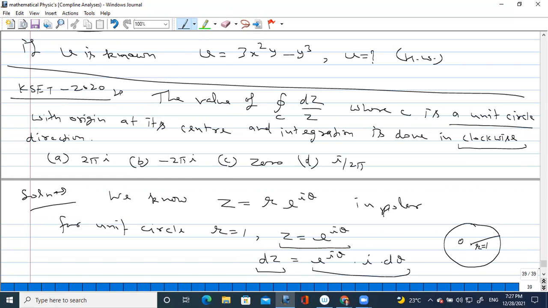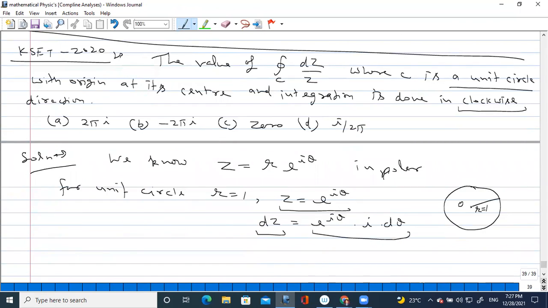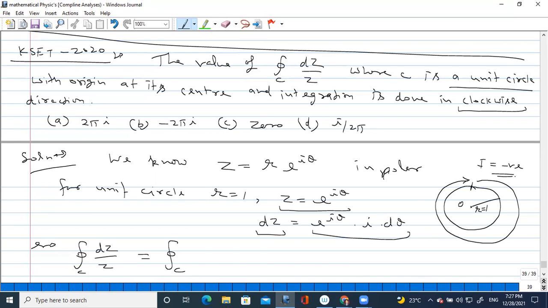So now you can take your integral part. Closed integral dz by z can be written as, just put the value of dz, put the value of z. It will become closed integral. Closed integral means you have to start from one place and complete the circle you have to integrate. But they have told that you have to integrate it clockwise. So for clockwise direction, whatever the integral comes, take that negative. That's it. This is the meaning of clockwise.